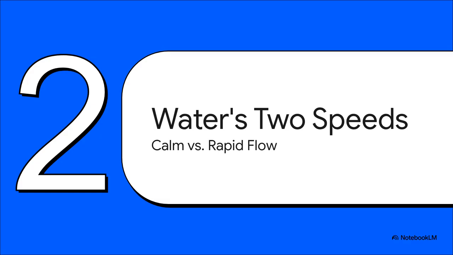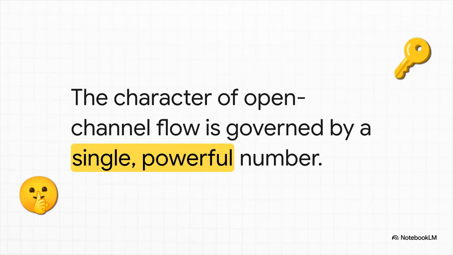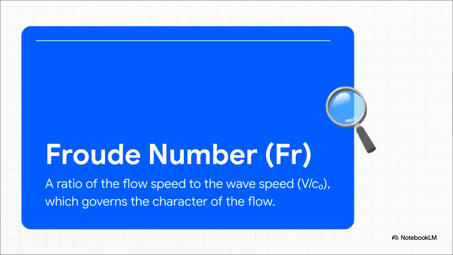This is where things get really interesting, because this is where we find the core physics, the real reason why flowing water can be so calm one moment and then so incredibly rapid the next. You know, the entire personality of that flow, whether it's tranquil and slow or fast and chaotic, can actually be boiled down to a single, unbelievably important number. It's like the secret code to understanding how water behaves. And that number is called the Froude number.